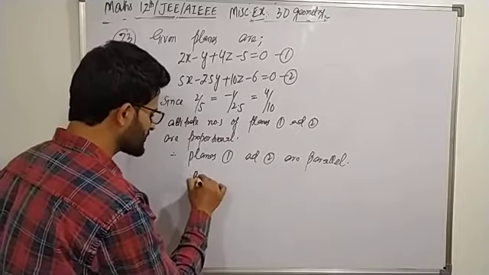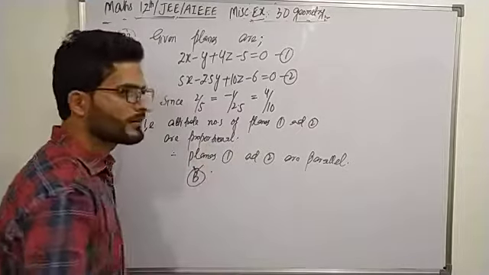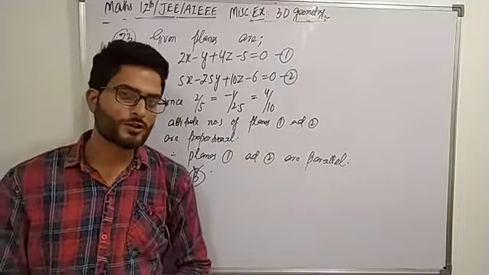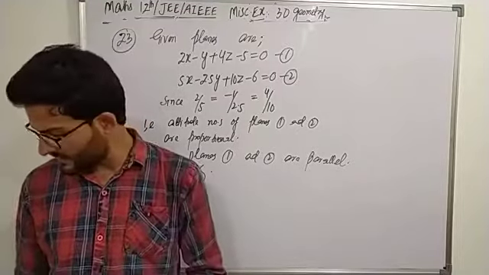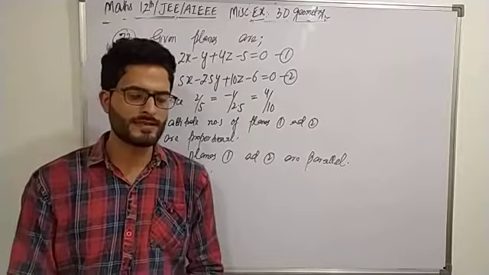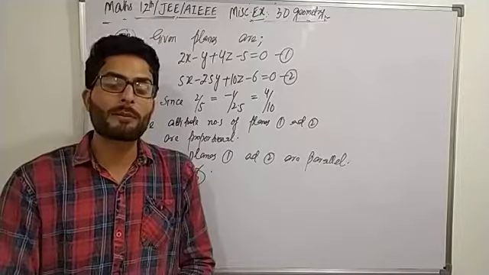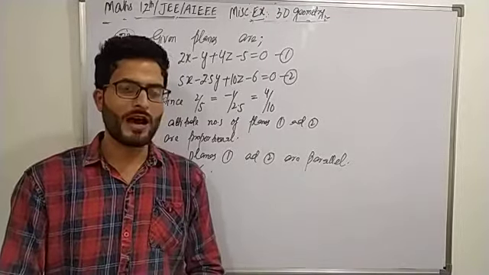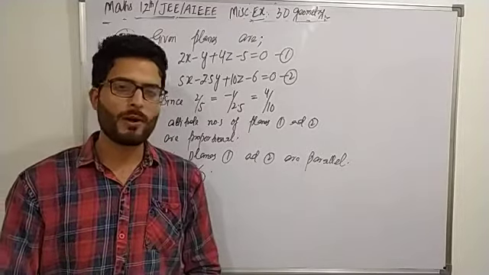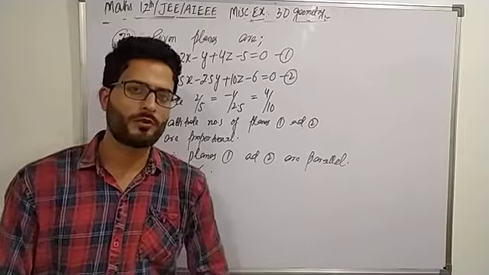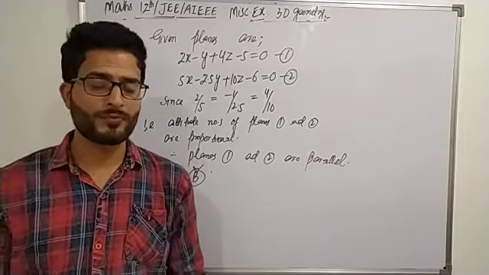So according to the question, B option is the correct option. So all about question 23 of the miscellaneous exercise. All about the miscellaneous exercise means all about 3-dimensional geometry. And now in the subsequent classes we are going to start the next unit, and probably it might be linear programming. But till then, Khuda Hafiz.